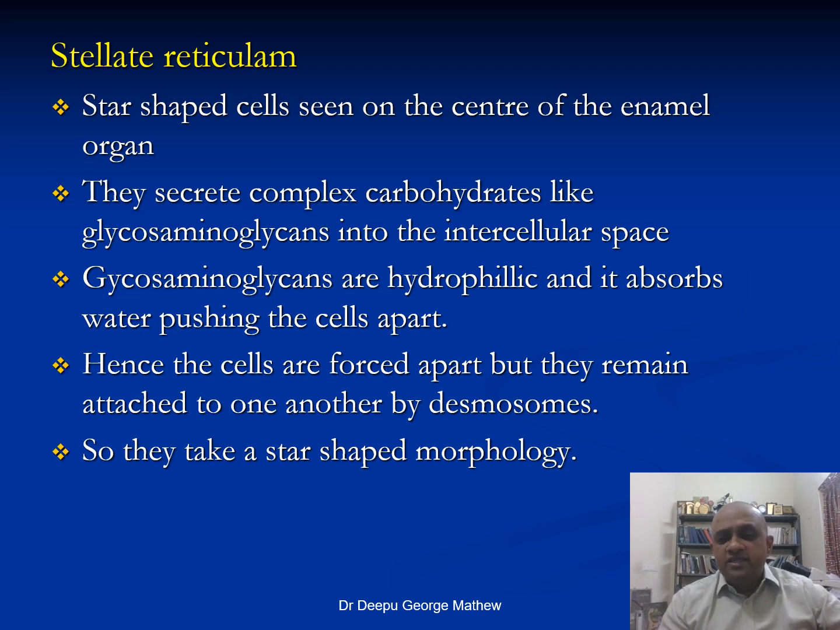The next one is the stellar reticulum. They are star-shaped cells seen in the center of the enamel organ, and they secrete complex carbohydrates like glycosaminoglycans into the intercellular spaces. And the glycosaminoglycans are hydrophilic and will start absorbing water, pushing the cells apart. And so the cells are forced apart, but they remain attached to one another by the desmosomes. So they take a star-shaped morphology.